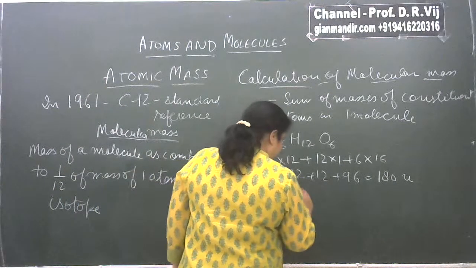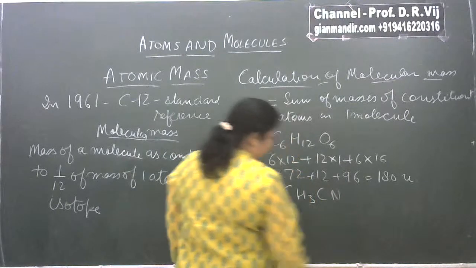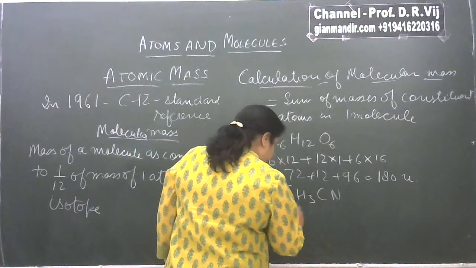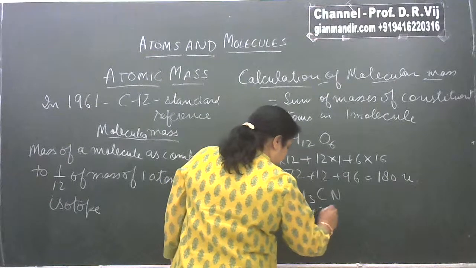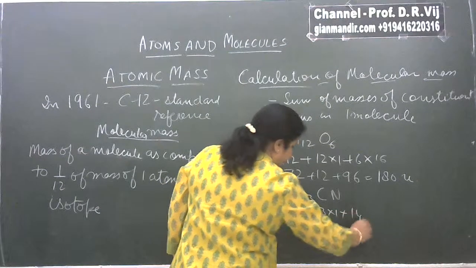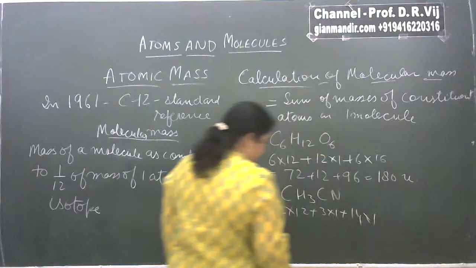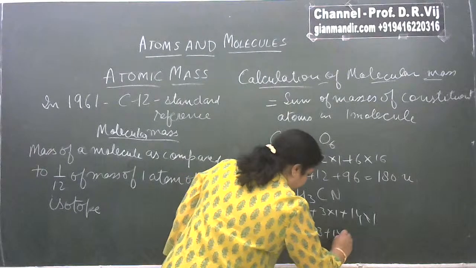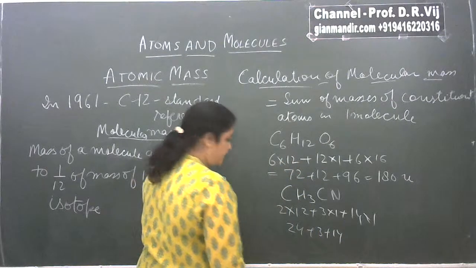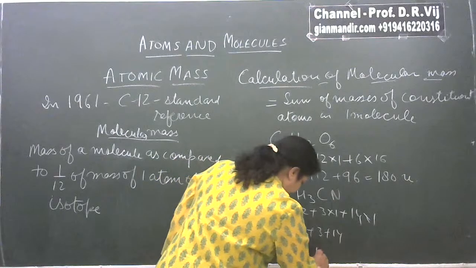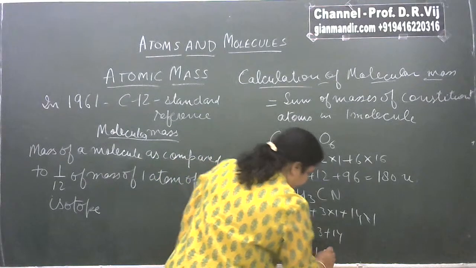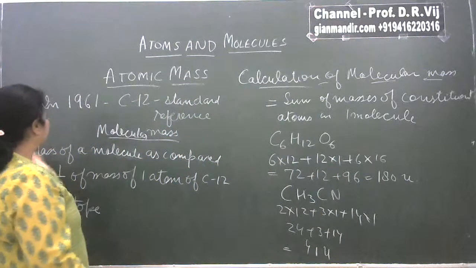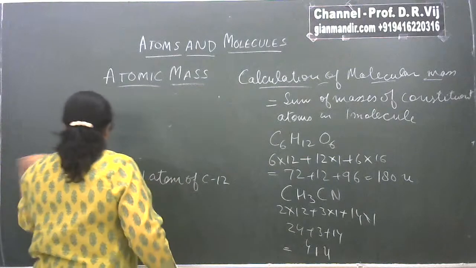Let's take one more molecule, say having formula CH3CN. So here you can see in the molecule there are 2 carbon atoms. So 2 into 12 plus 3 hydrogen atoms, so 3 into 1 plus 1 nitrogen atom. That means 14 into 1. So this comes out to be 24 plus 3 plus 14, right? So how much does it become? That comes to be 41 U, right? So in this way you can calculate the molecular mass of a molecule.